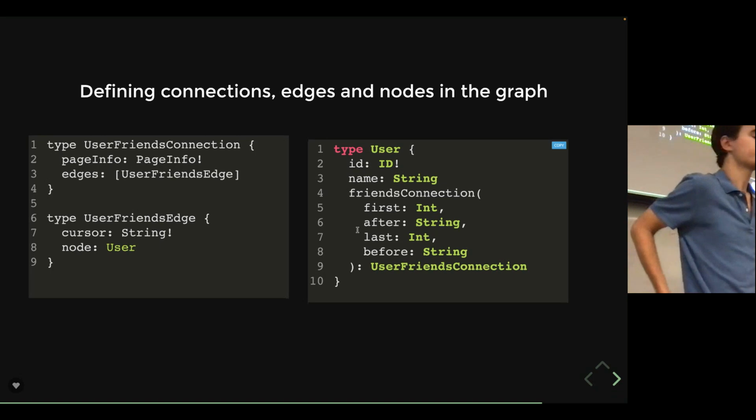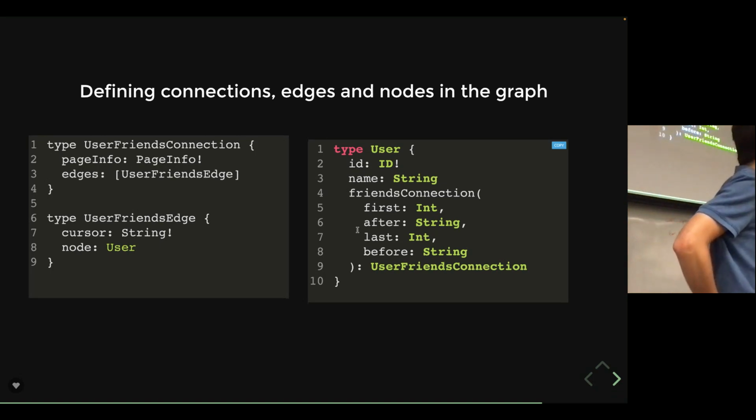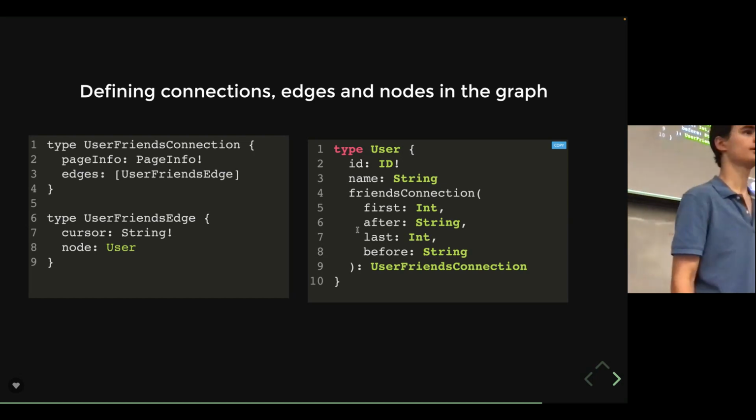We can define that in GraphQL. Here's our user type, and we defined our friends connection, and again, this will be connected to a data fetcher, and that'll return a user friends connection type. It's just a page, which is a connection which contains page info, which is just things like what's the next page that you need to go to in your pagination, and then a series of edges, which each contain a cursor and a node. Any questions on pagination?